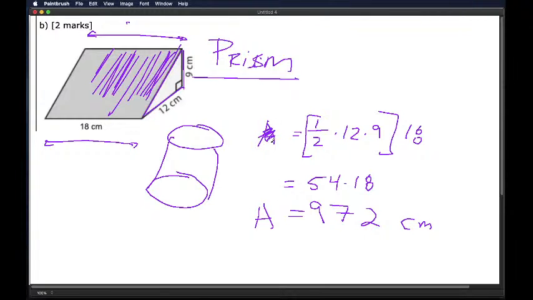Sorry, it's the total volume, so I should change this to volume. So it's the area of the face times the length by which we stretch it. So the volume is 972 centimeters cubed in this case.